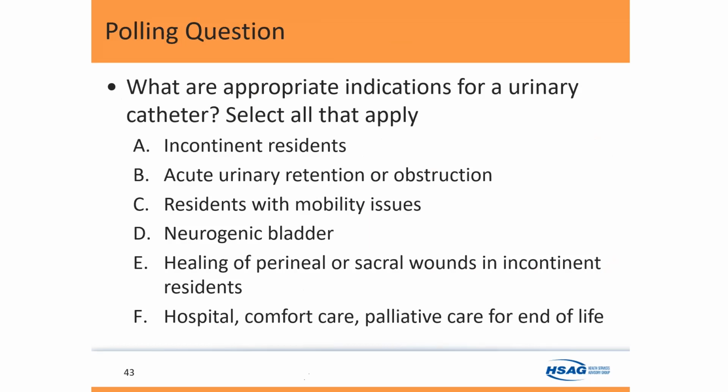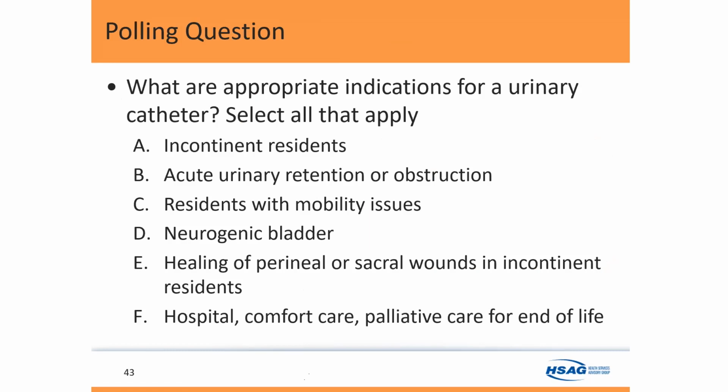Okay, so we've got another polling question here. We want to hear from you guys. What do you think are appropriate indications for a urinary catheter? And this is a select all that apply. So what are the correct answers? What is a good reason that a resident could or should have a Foley catheter?